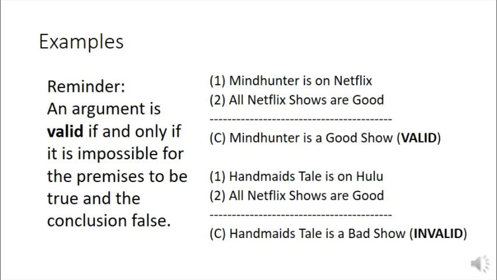It's impossible for a show that's on Netflix to be bad if "all Netflix shows are good" is a true statement. Meanwhile, it is possible for a show that's on Hulu to be good if all we know is that all Netflix shows are also good. So this first argument is a valid argument. Its conclusion must logically flow from the premises, whereas the second argument is an invalid argument because its conclusion does not necessarily logically flow from the premises.